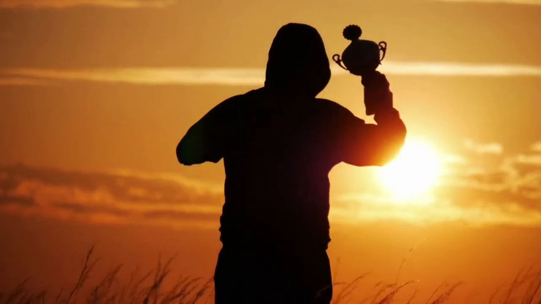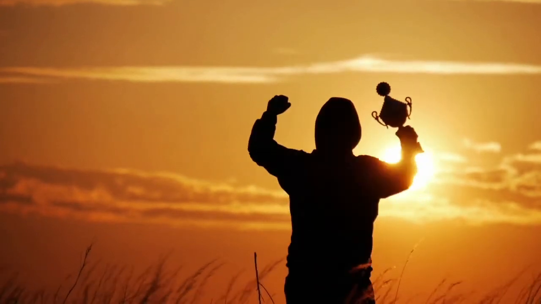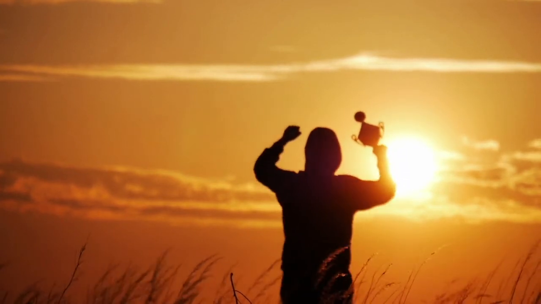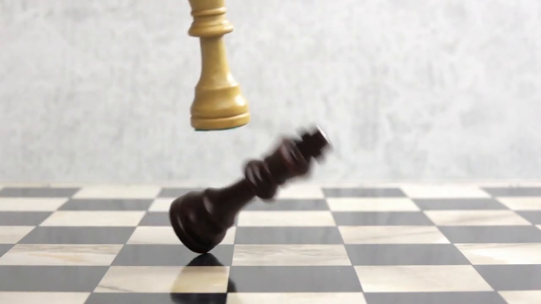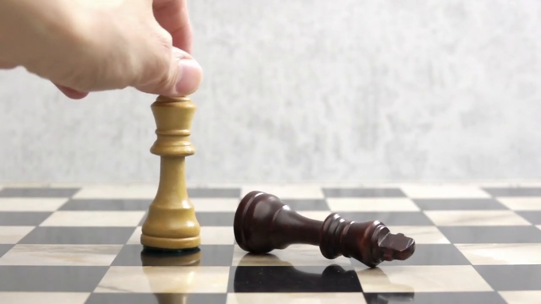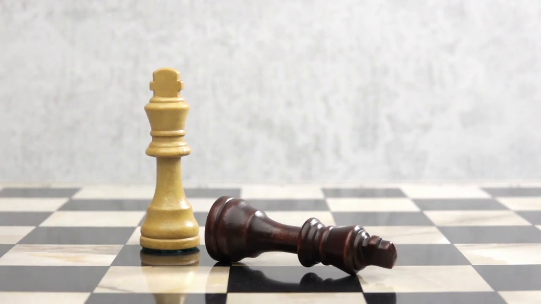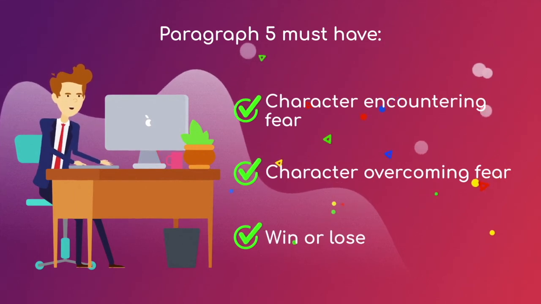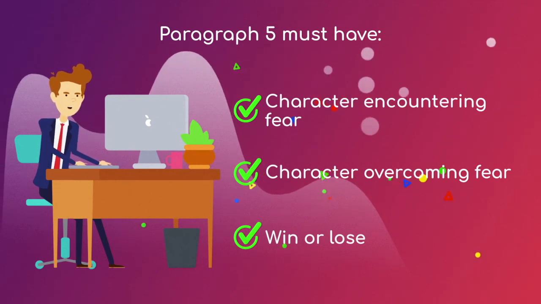If you chose win, your character will no longer be afraid of their source of fear. Your character has grown, and you can finish your story on that note and explain that they no longer have that fear. If you chose to lose, then your character may still be afraid of the source of their fear, but they have now got their object back. That means that as a writer, you can focus on the relief that they are feeling that they have retrieved their beloved treasure. To sum up, paragraph 5 must have the character encountering the fear, their character overcoming their fear, and whether they won or lost.